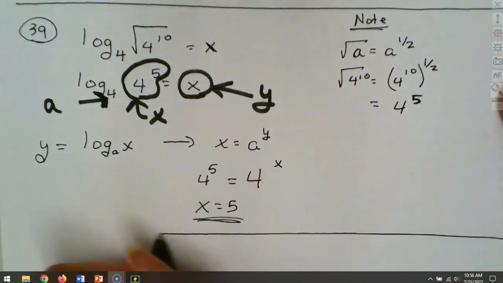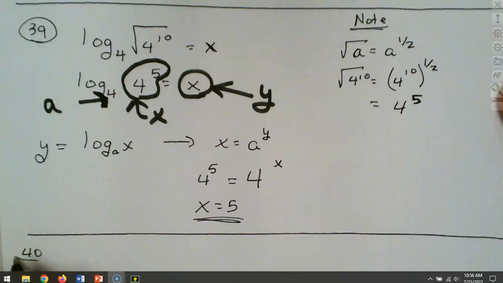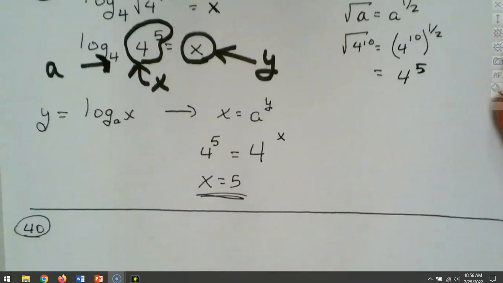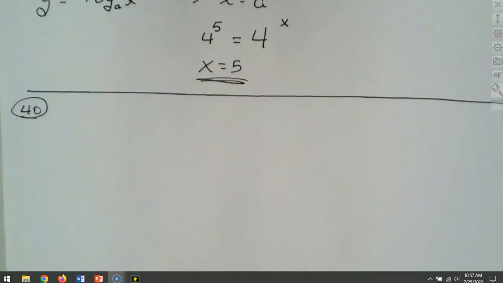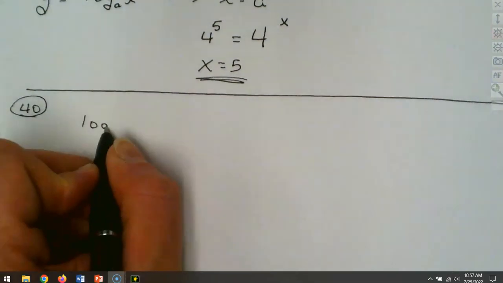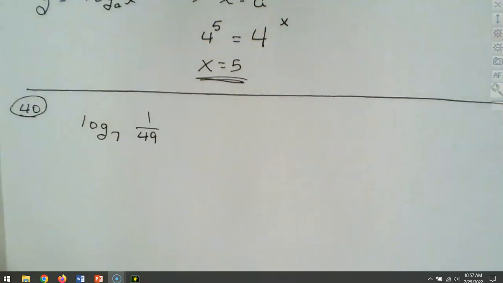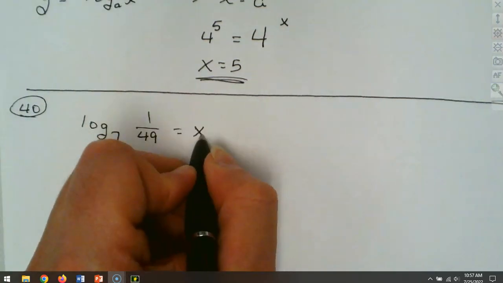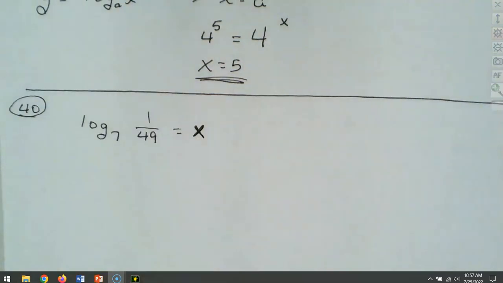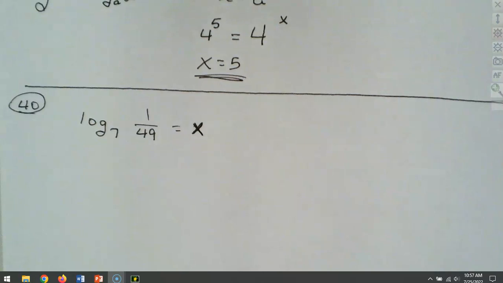Question 40 is done in a similar manner. And then after this, we'll look at questions off of the take-home final. So we want to break this one up a little bit. You could work with it the way it is, or you can break it up. It doesn't matter.